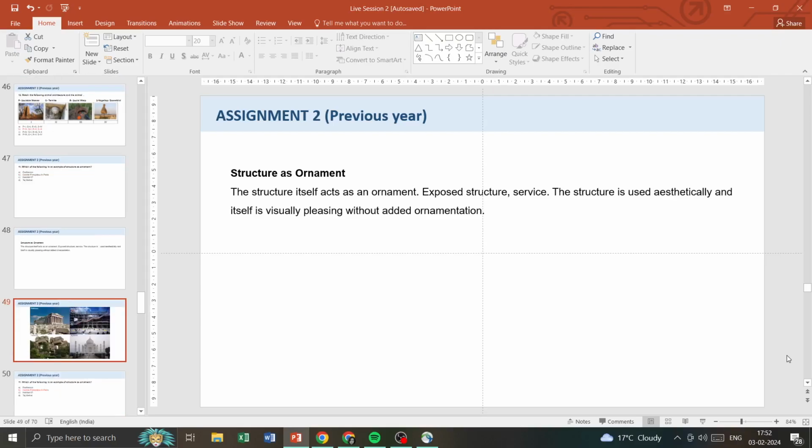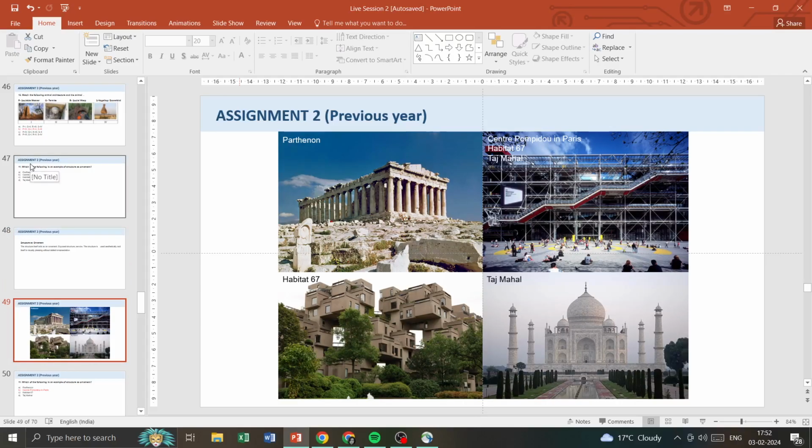So the 4 buildings that have been mentioned are Parthenon, Centre Pompidou, Paris, Habitat 67 and Taj Mahal. So when you look at these buildings, in the first example, Parthenon, it's definitely ornamentation of structure, because you see there is a very basic plain structure of column and beam, and then it was decorated and ornamented. So it would be ornamentation of structure.